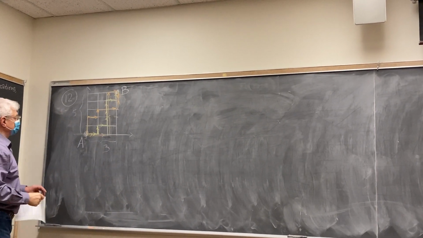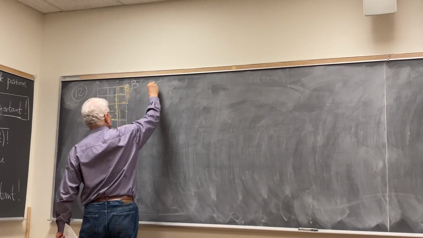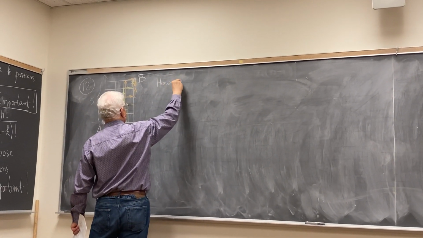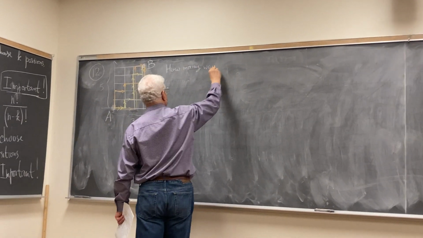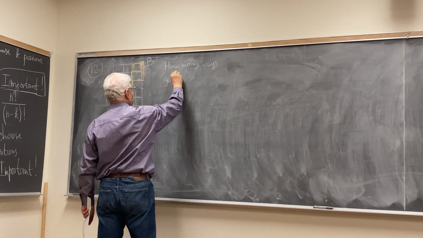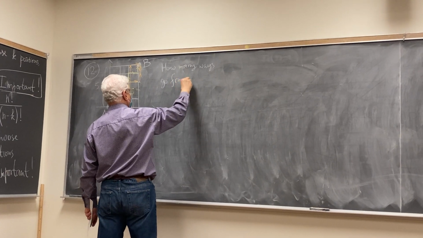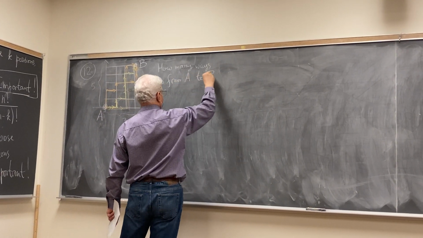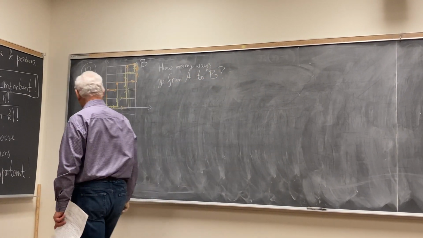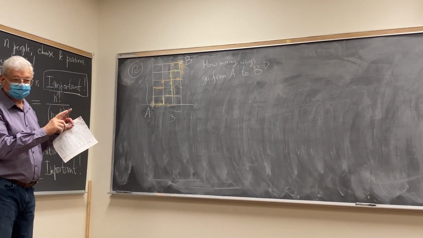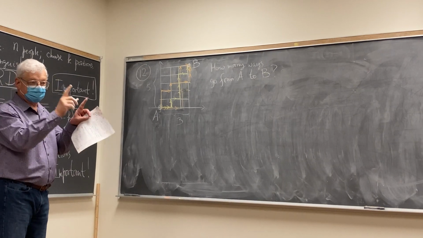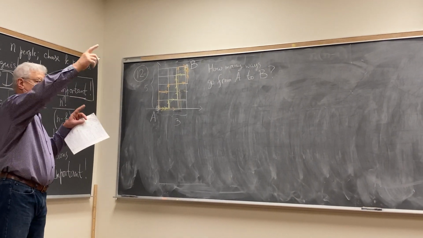So how many ways go from A to B? Imagine that it's a snail. The snail goes to the right and up, okay? Many times right and then up.